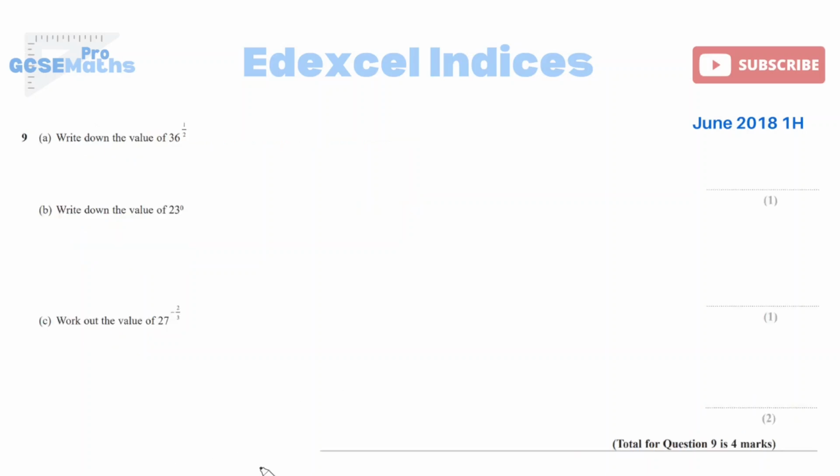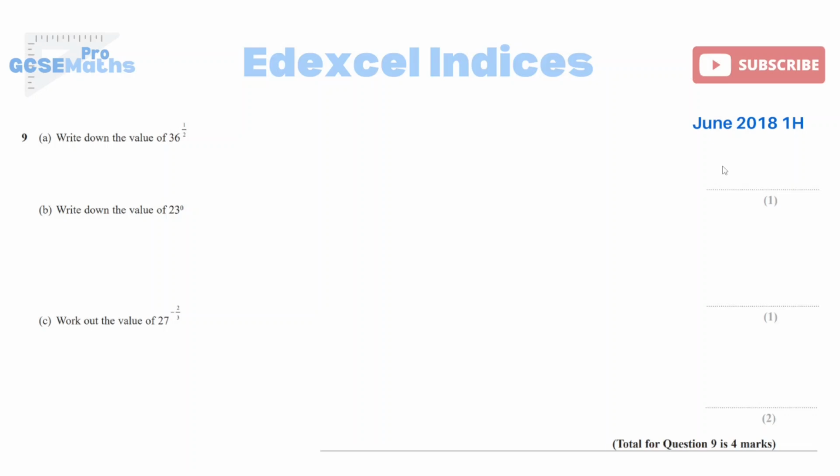Okay, now we've got another question which is broken up into multiple parts, but we're now looking at fractional powers and negative powers. So first of all, write down the value of 36 to the power of a half. This is obviously a non-calculator question. You can't just type it into your calculator.